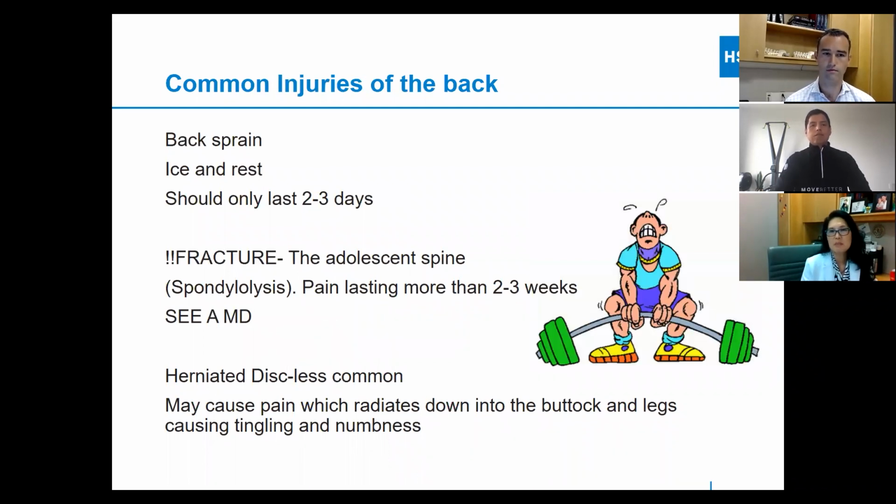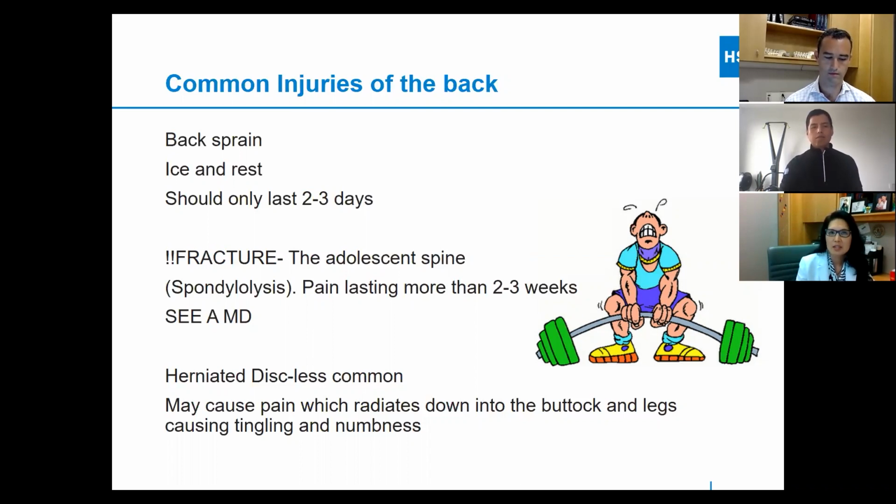So common injuries of the back, most of the injuries are usually sprains and strains. A sprain is an injury of the muscles, and a strain is an injury of the ligaments, and we went over all the several muscles and the ligaments of the back. Those usually respond very quickly to ice and rest. So if your back is hurting, you want to lay off the weight room for a day or so. If it's really just a back sprain, that should really only last a couple days or less.